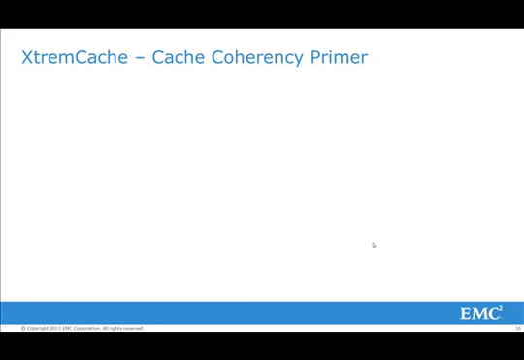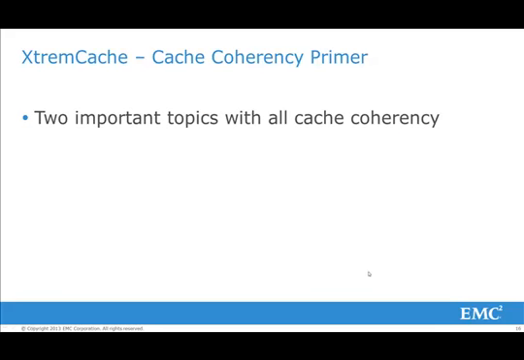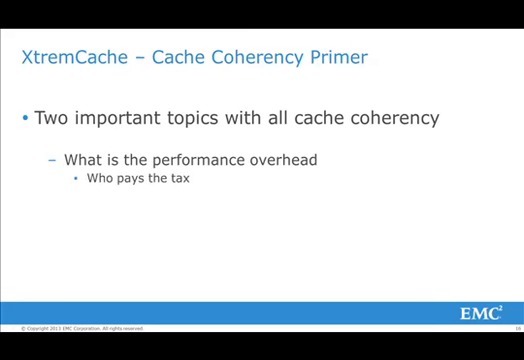So I feel that a cache coherency primer is in order. There are two important topics when discussing cache coherency. There's the performance overhead. For instance, who pays the tax? That is, who pays the tax for cache insertions? And who pays the tax for cache invalidations in a cluster?